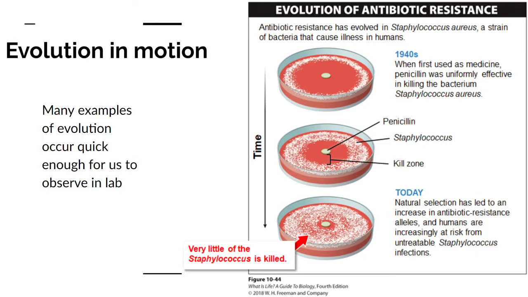Some examples of field studies are antibiotic resistance. We can track evolution as it occurs within our society. Antibiotic resistance has evolved in Staphylococcus aureus, a strain of bacteria that causes illness in humans. When you put on a little disc of antibiotics, that'll leach out into the agar, the gel it's sitting in, and it'll create a zone of inhibition, a kill zone, that the bacteria can't grow on.